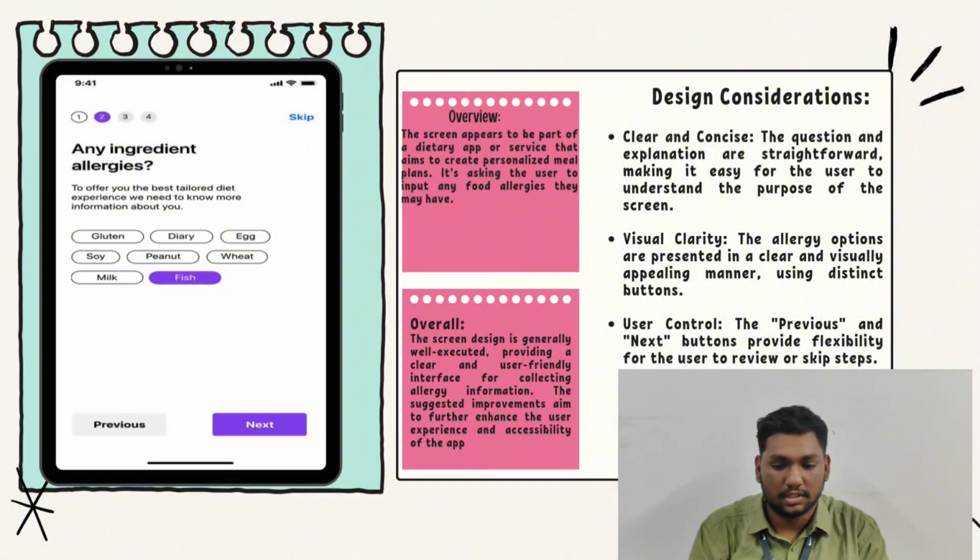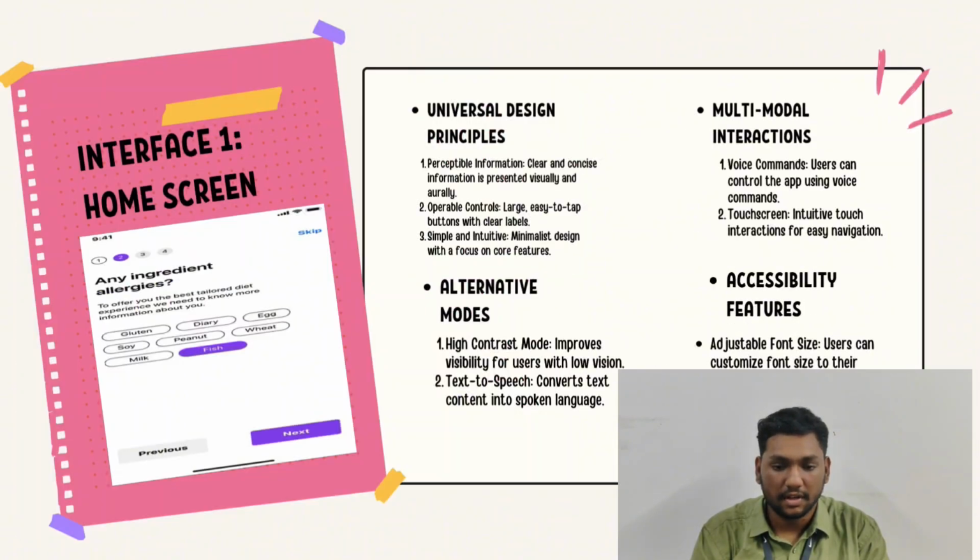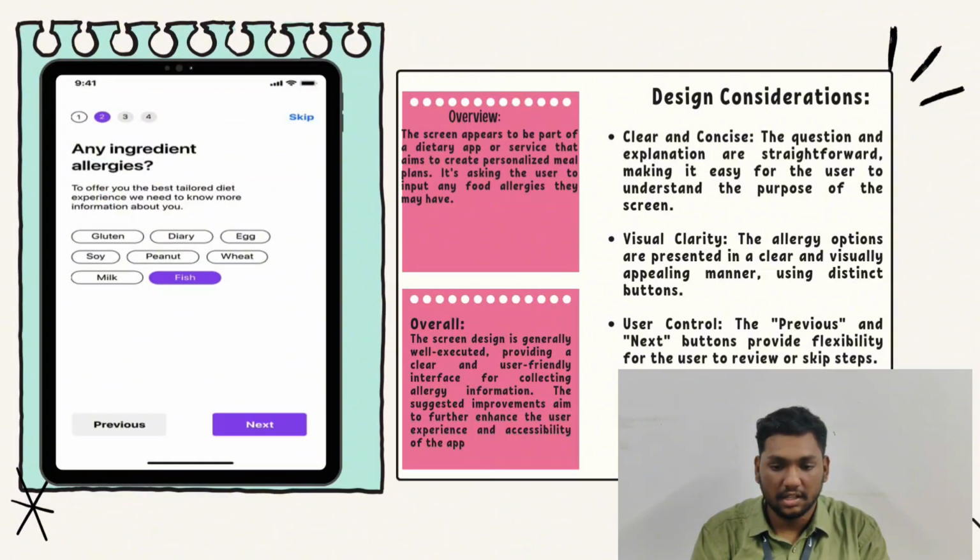So this is for interface 2. Overview: the screen appears to be part of a diet app service that aims to create personalized meal plans. It's asking the user to input any food allergies they may have. Overall, the screen design is generally well executed, providing a clear and user-friendly interface for collecting allergy information. The suggested improvements aim to further enhance the user experience and accessibility of the app.